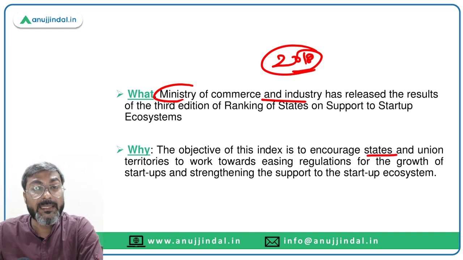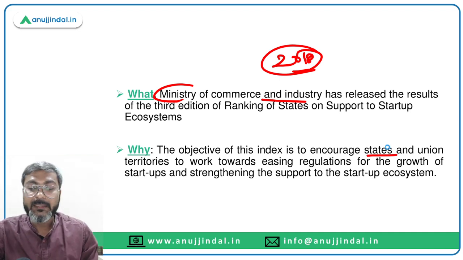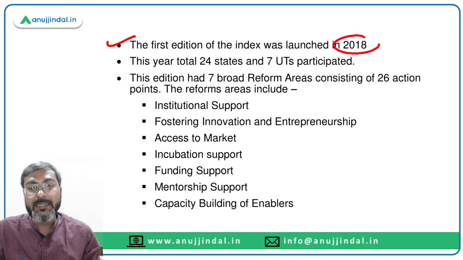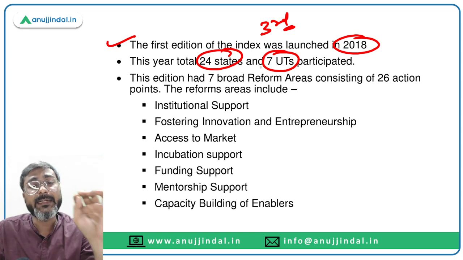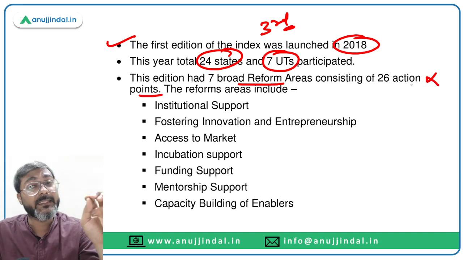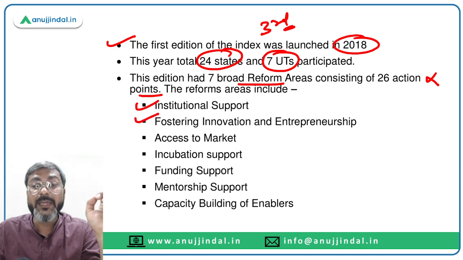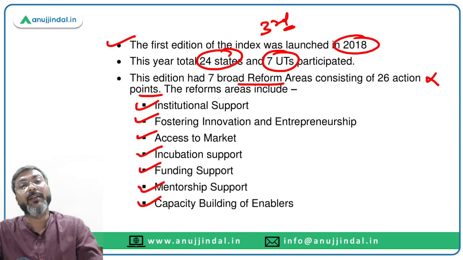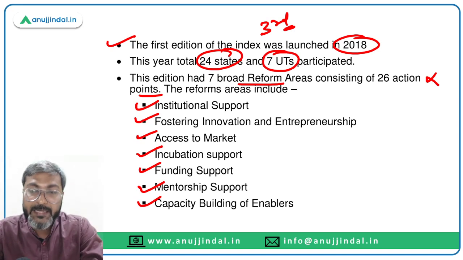to encourage states and union territories to work towards easing out the regulations to promote the startups in the respective states and UTs, right? So as I told you, the first edition was launched in 2018, and this year in the third edition, remember this, in the third edition, 24 states and 7 UTs participated. Right, the index has 7 broad reform areas consisting of 26 action points. Now you don't have to remember these 26 action points, but you have to remember the 7 reform areas, which are institutional support, fostering innovation and entrepreneurship, access to market, incubation support, funding support, mentorship support, and capacity building of enablers. So these are the 7 reform areas on the basis of which this report has been released, right?